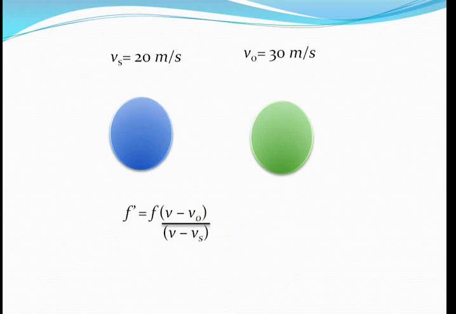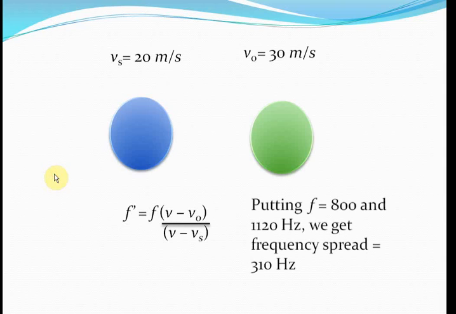We have been given the lowest and highest frequencies emitted by the whistle, 800 Hz and 1120 Hz. So putting f equal to 800 and 1120 Hz, we get the frequency spread, that is the difference between the highest f' and the lowest f' observed by the passengers in train B, as 310 Hz. So all we used here was Doppler's effect. That's it. Then what was that third question about graphs?